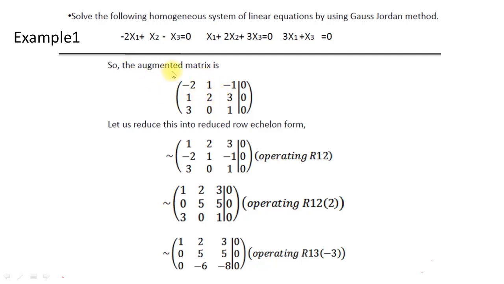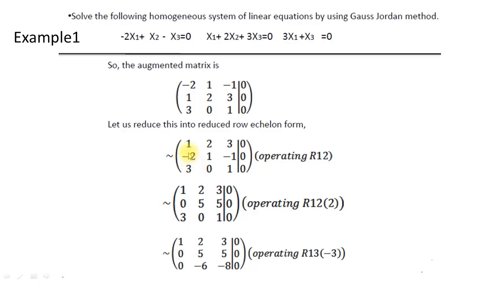So first of all, write the augmented matrix. This is the matrix A and this is the constant matrix. But in the homogeneous system all constant terms are 0, so for the matrix B we have 0 0 0. This is the coefficient matrix, and this full matrix is called the augmented matrix. Now we perform some row operations to reduce this matrix into reduced row echelon form. First of all, reduce this matrix into echelon form.